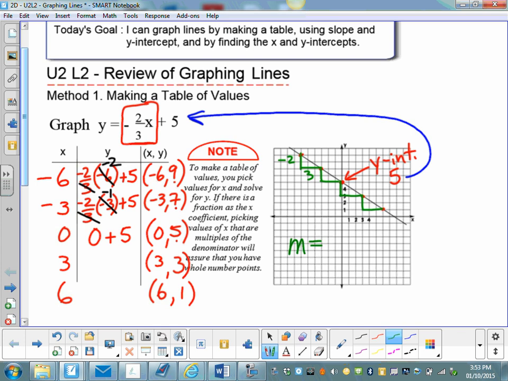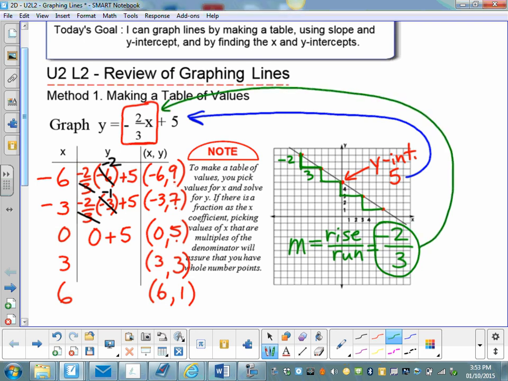So remember we used the letter m to represent slope. A little bit of review from grade 9. In grade 9 we talked about how slope is rise over run. So for our line we can see that the rise, if we go left to right, is down 2 and then over 3. So the slope of our line is negative 2/3. And you can see where that shows up in the equation. So the slope and the y-intercept are definitely connected to the equation.